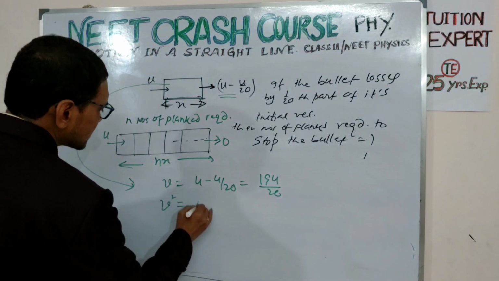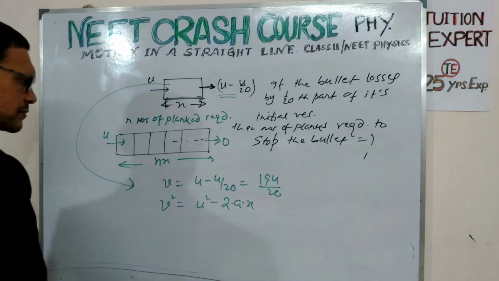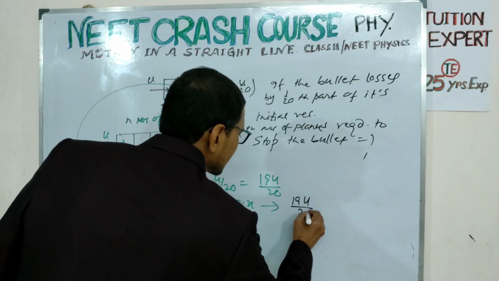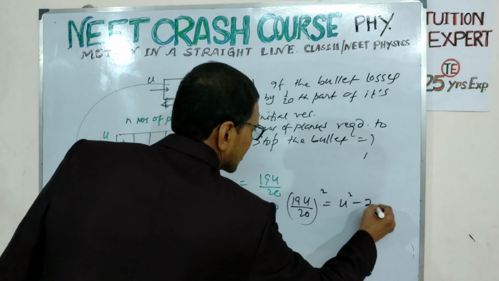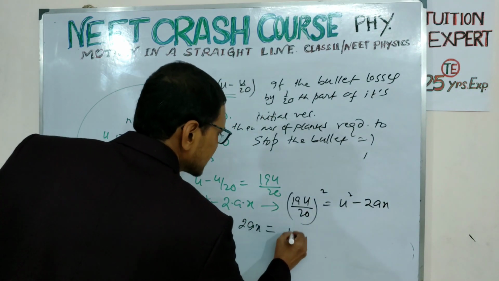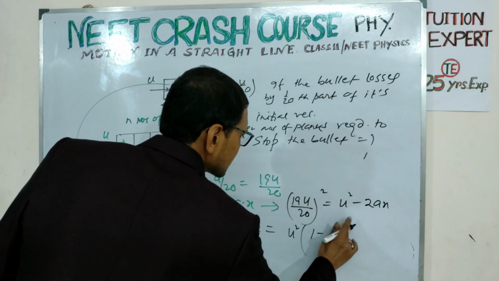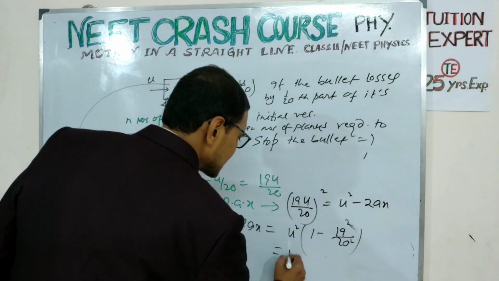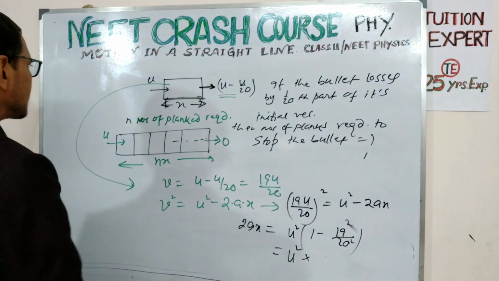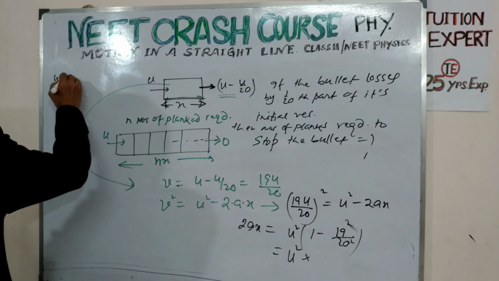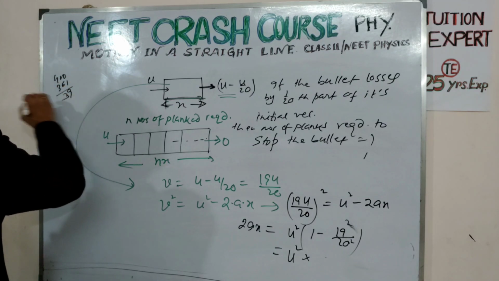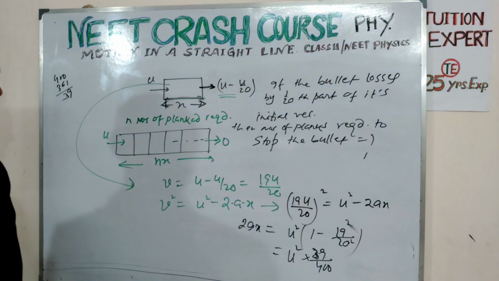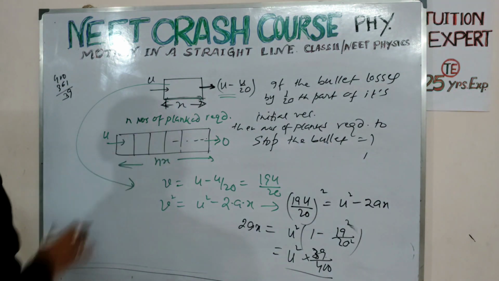So we write the equation v squared equal to this. So put here 2ax, we get 19 squared by 20 squared. So we get u squared into 400 minus 361 by 400, that is u squared into 39 by 400. So this is this.